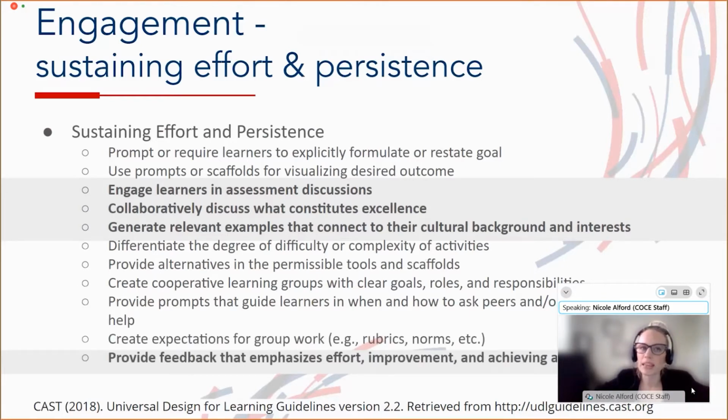When using learning groups, I think this is often overlooked, is creating those expectations and norms for a group.